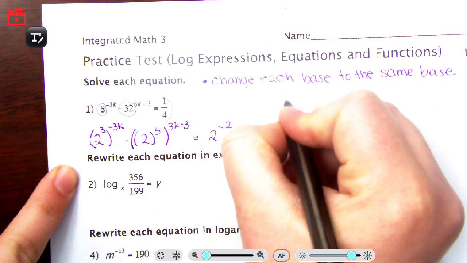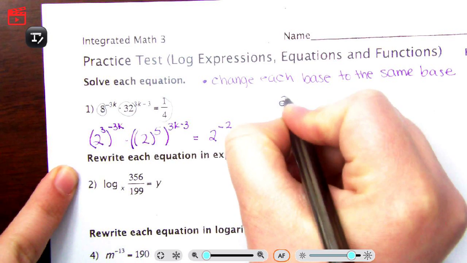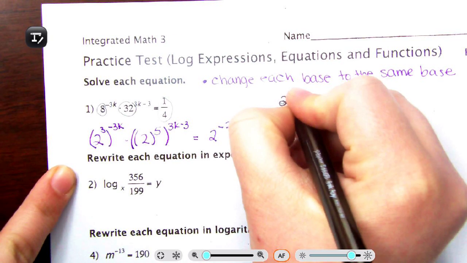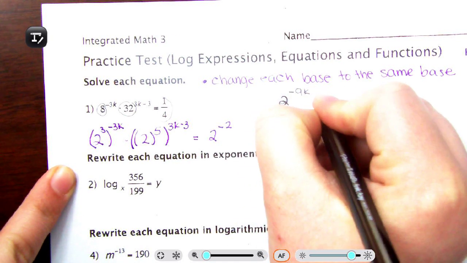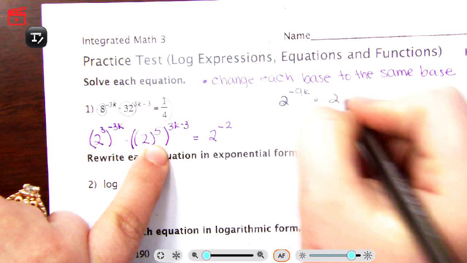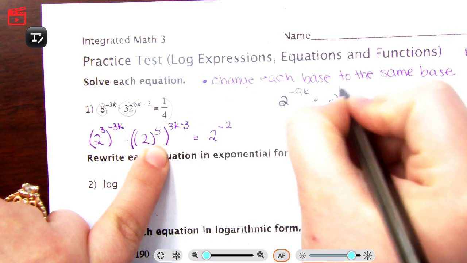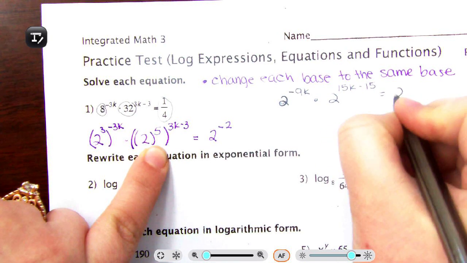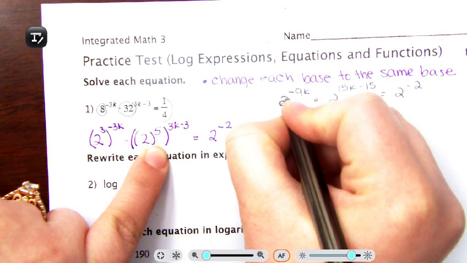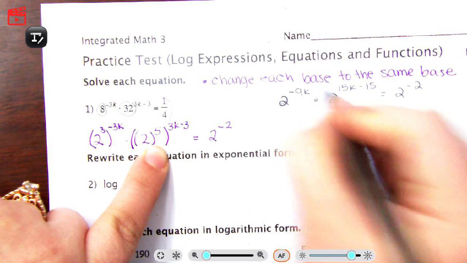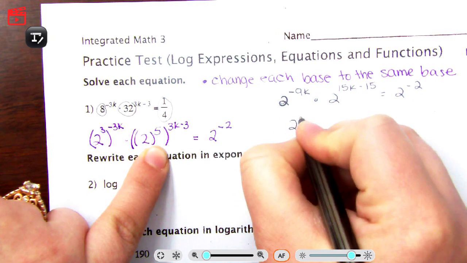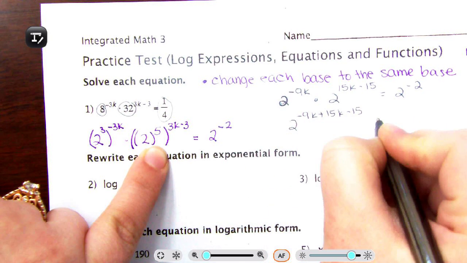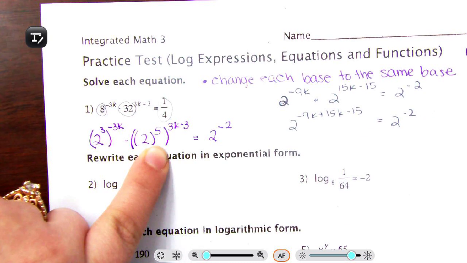So I have 2, let's see if my pen can work, 2, this is 3 times negative 3k. This is negative 9k, times 2 to the 5 times 3 is 15, k minus 15, and that's equal to 2 to the negative 2. Again, when we have the same bases, what happens to the exponents? We add them. So I have negative 9k plus 15k minus 15. That's equal to 2 to the negative 2.